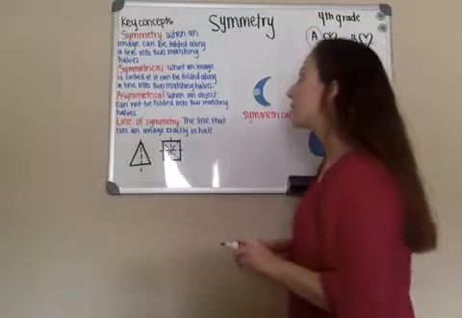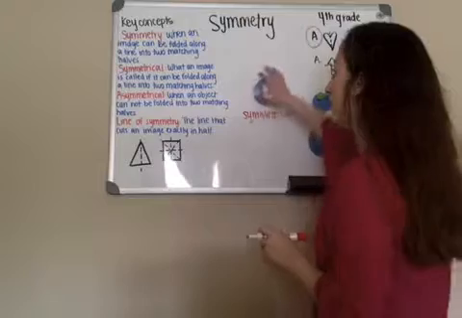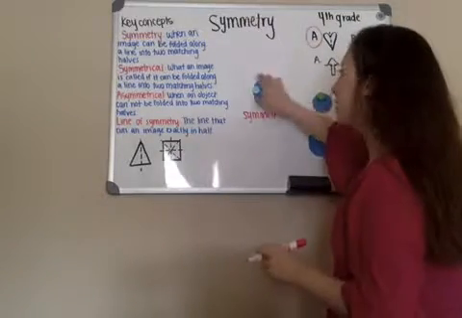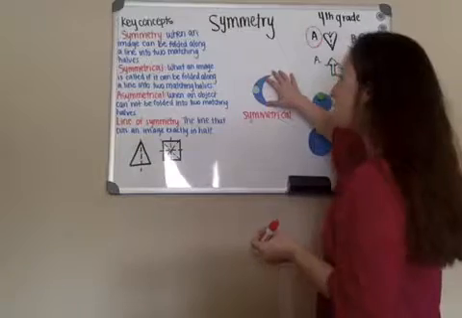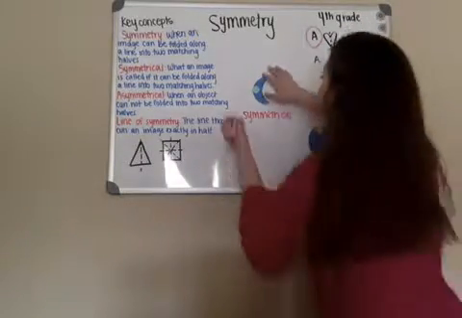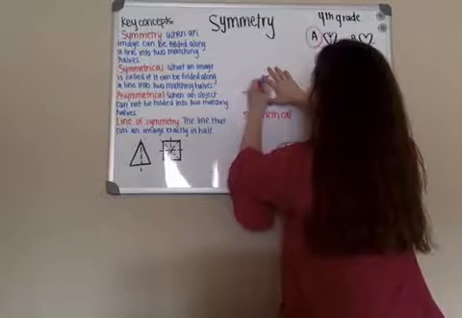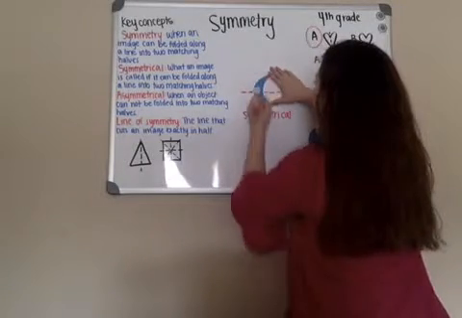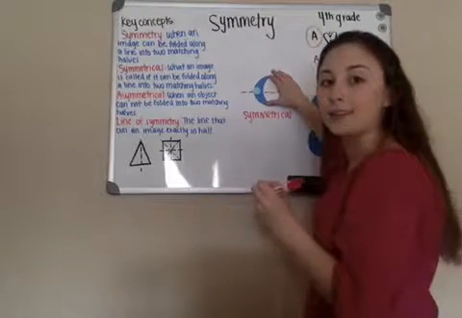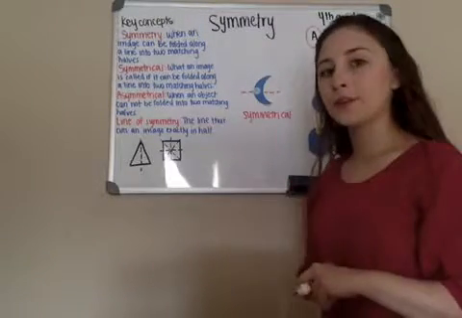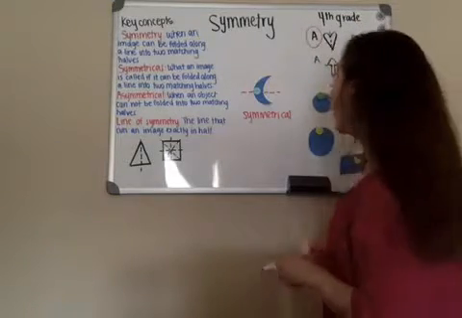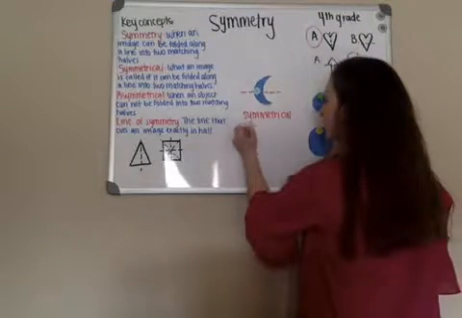It is symmetrical because it can be folded along a line into two matching halves. Now we just need to find that line, the line of symmetry. Does anyone know where it is? All right, it is right in the center right here. If we fold along this line right here, we will have two halves that are exactly the same. Is there any other line that is a line of symmetry on this one? No, there isn't. So this one has one line of symmetry.